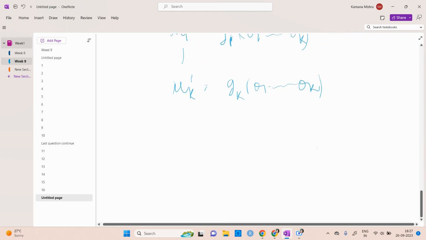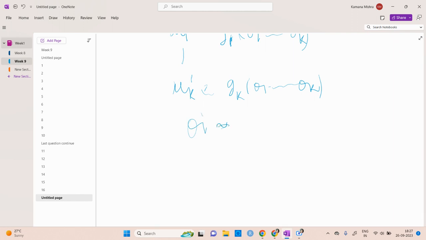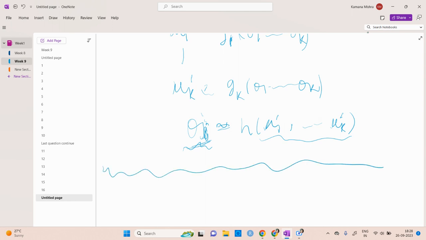So what we do is find theta i equal to some h of mu1 cap up to mu k cap. Then we find theta i in the form of these estimators. So this is the method of moments. In the method of moments, we estimate these theta i with the help of these moments. Of course, when we solve the question, it will be much clearer. This is just how we use the method of moments.